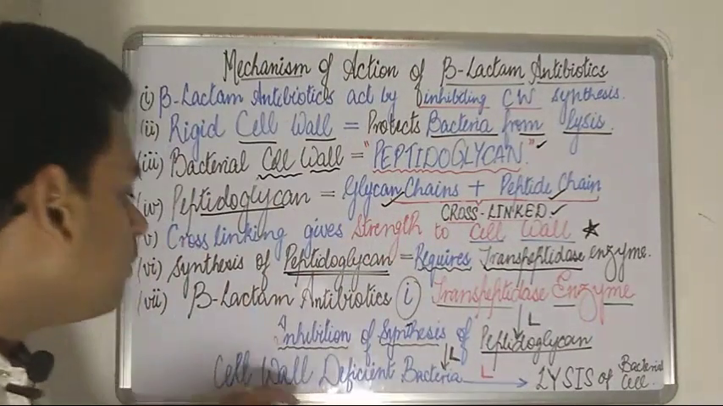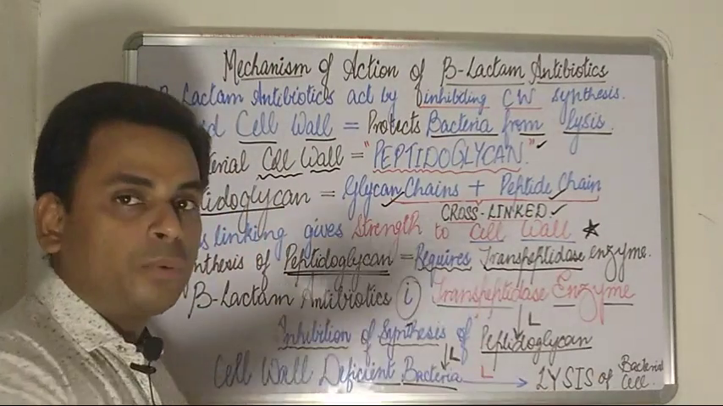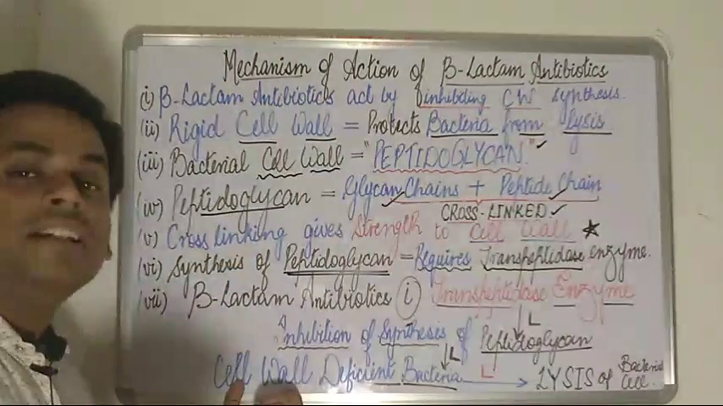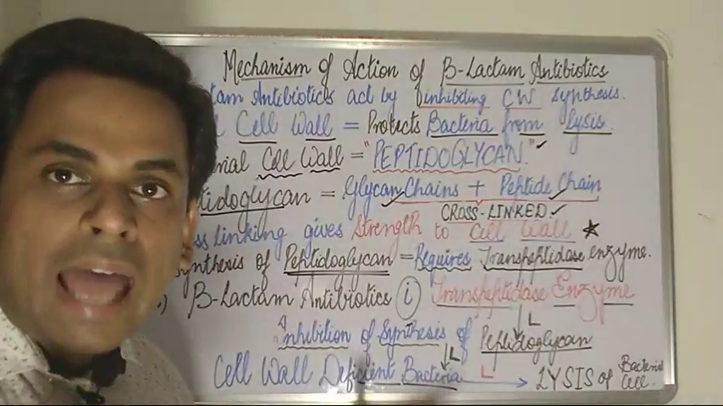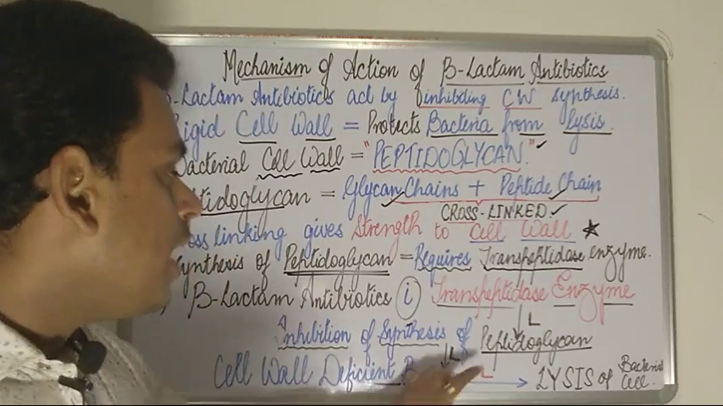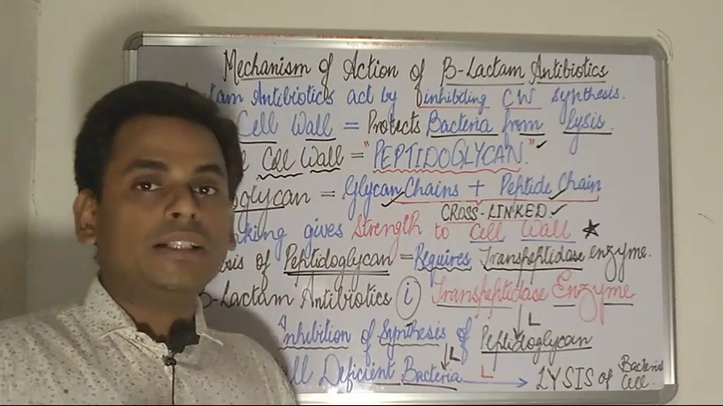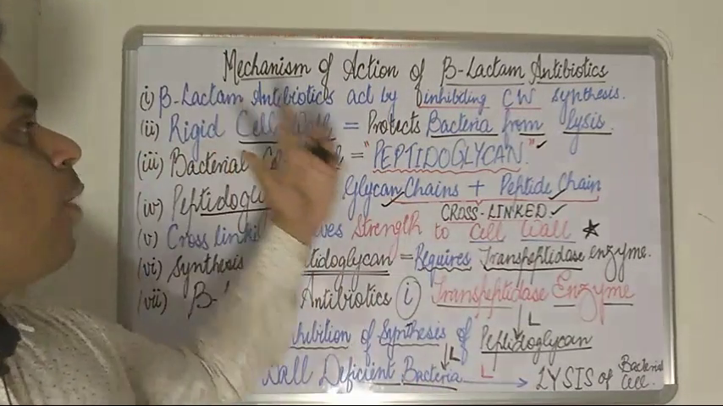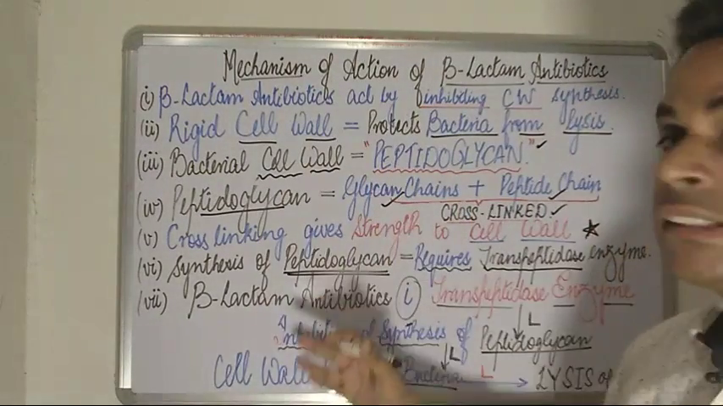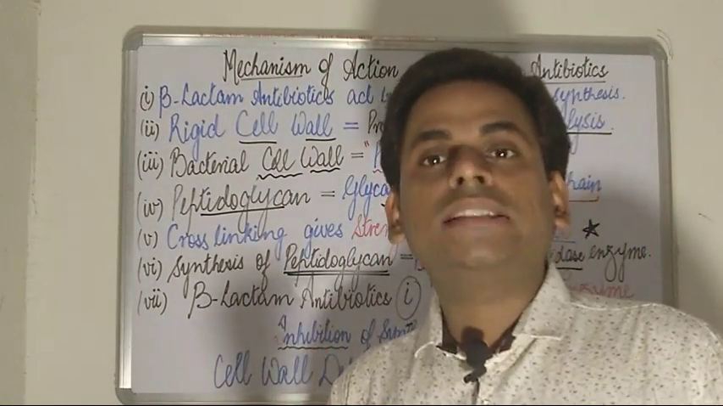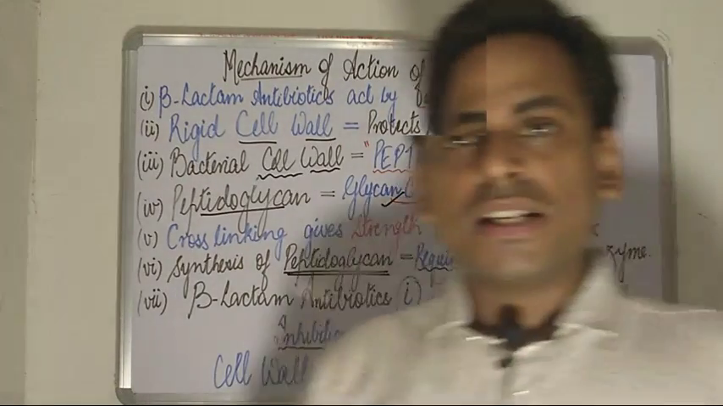The bacteria that are formed after multiplication will be deficient in cell wall. That is, the newly multiplied bacteria will be devoid of a cell wall, and ultimately this will lead to the lysis of the bacterial cell. So students, in this way, in the form of a flowchart or simple pointwise, I have tried my level best to simplify the mechanism of action of the beta-lactam antibiotics.